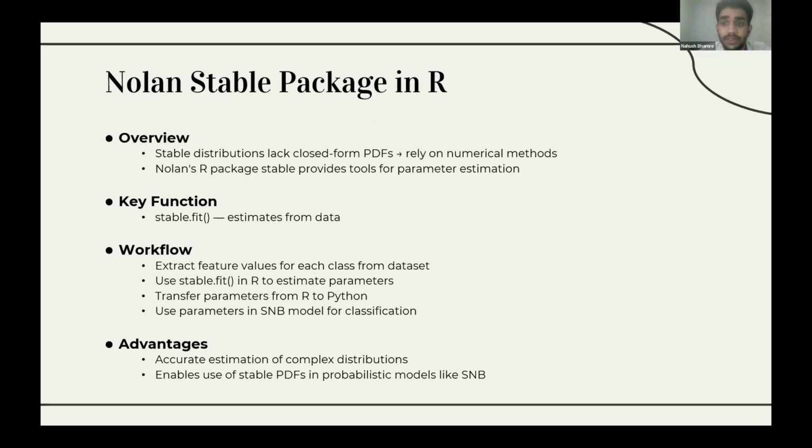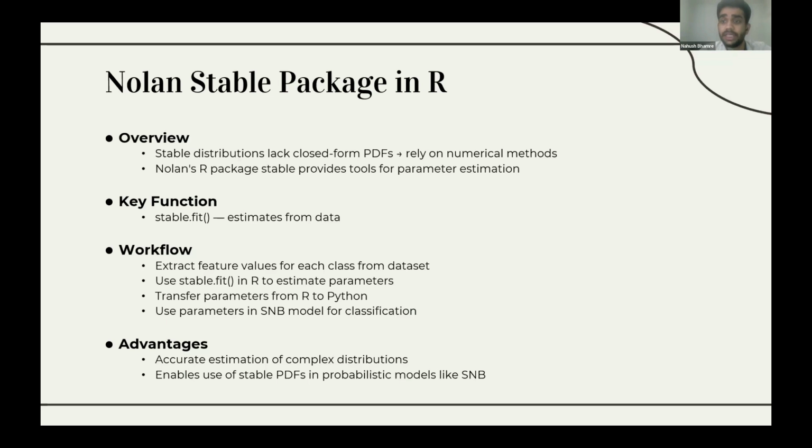So one of the core challenges when working with stable distributions, as I discussed, is that they lack a closed form expression for their PDF in the general case. This makes standard analytical approaches to estimating or fitting distributions impractical, and stable distributions must be handled numerically. So to solve this, we'll leverage the stable package developed by JP Nolan in R. This package includes robust numerical routines to estimate the 4 key parameters based on the empirical data. These parameters allow us to define a stable distribution tailored to each feature in each class.